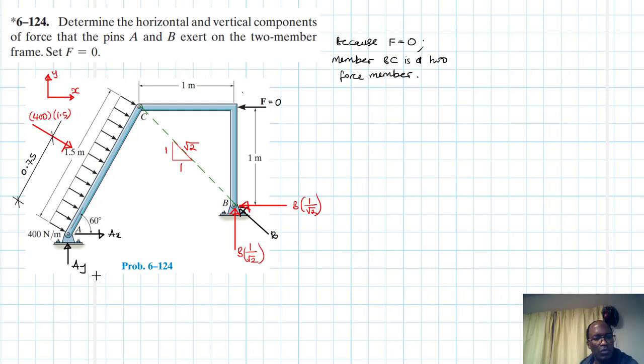With that, I'm going to take moments about point A so that I find B. And once I find B, I'm going to again take summation of forces in the Y and in the X. So summation of moments about point A equal to 0, with clockwise being our reference. We have clockwise, which is negative, so we'll have 400 by 1.5 by 0.75. This is the moment due to this particular force, which is clockwise, taking moments about point A.